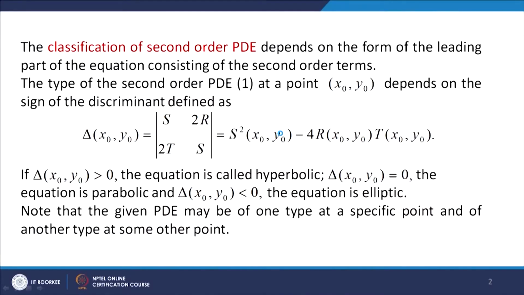So, let us see how we classify the second order PDE. The classification of second order PDE depends on the form of the leading part of the equation consisting of the second order terms, and this leading part is Rr plus Ss plus Tt, because this is the only part which consists of second order terms. The remaining part, F(x, y, z, p, q) equal to 0, has no second order terms involved. So, this part is called the leading part.